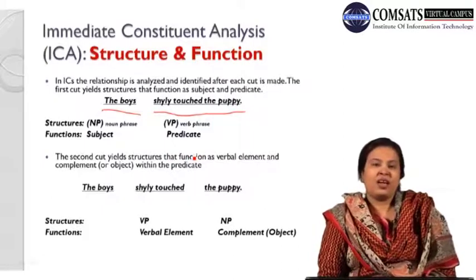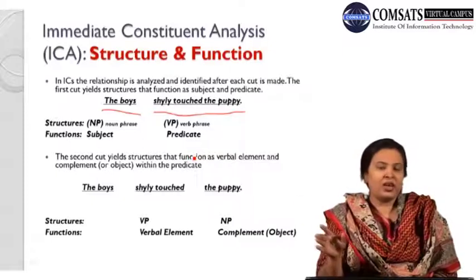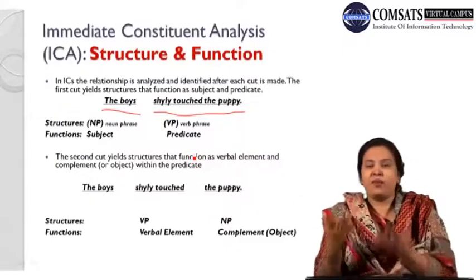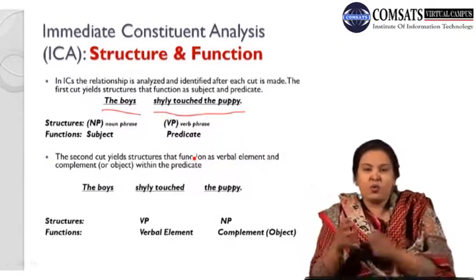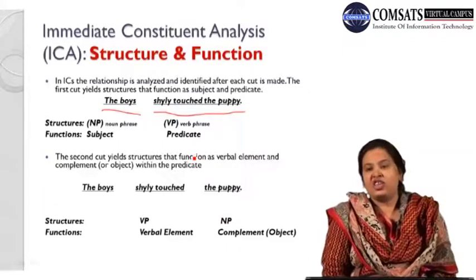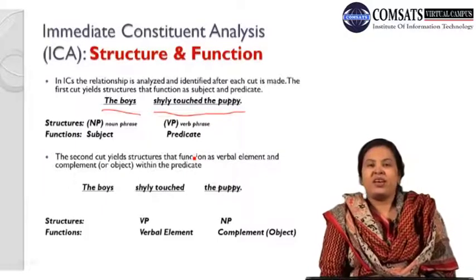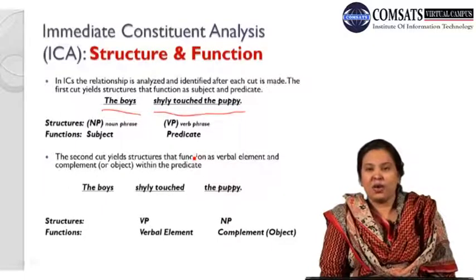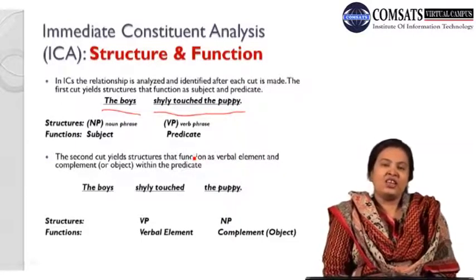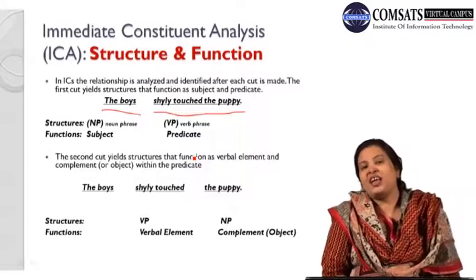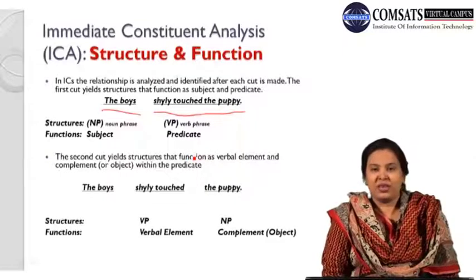For example, if I have cut the subject on one side and the predicate on the other side, now inside the predicate I have a verb phrase, and inside that verb phrase we have many things. For example, the boys shyly touched the puppy. Now shyly touched the puppy was a whole predicate, but at the second cut I will divide it into two parts, shyly touched and the puppy. Because I know that shyly touched is a verb phrase, the puppy is again a noun phrase. So one phrase is divided into noun and verb phrases.